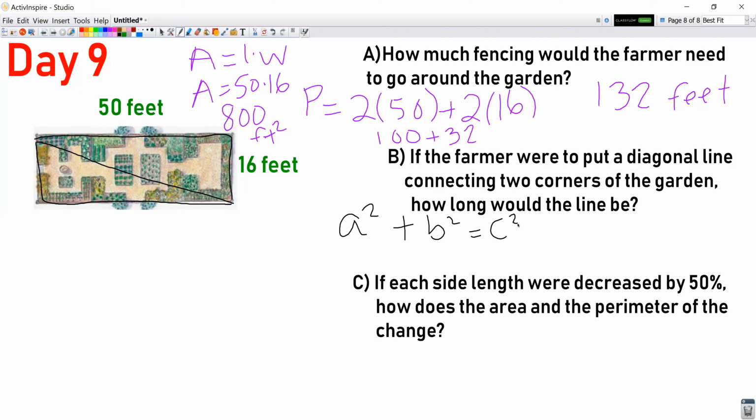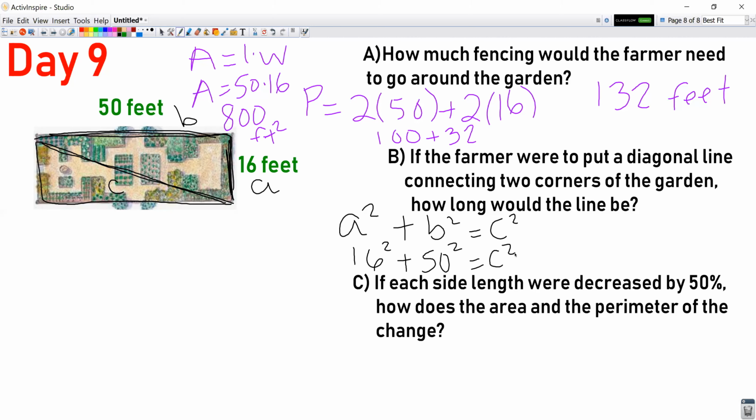And A and B are the legs. It's this part and this part of your triangle. So that's our A, that's our B. And we're trying to find the hypotenuse, the diagonal, C. So we're going to substitute those numbers in. A is 16 and B is 50. And square both of those, and that's going to give me C squared.